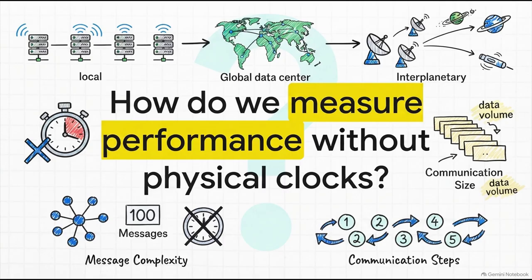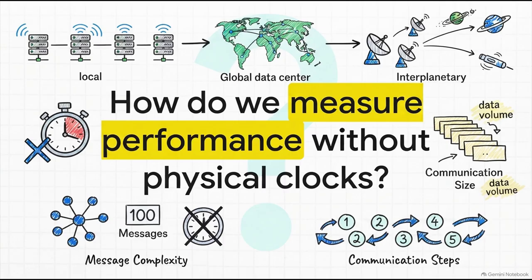We can't exactly use a stopwatch, right? Instead, we have to look at message complexity, literally just the raw number of messages being sent back and forth. We measure communication size, the sheer volume of bits and bytes transmitted. And we measure communication steps, the sequential conversational back-and-forth rounds it takes to actually reach an agreement. In a distributed world, performance isn't about seconds ticking on a clock, it's about the efficiency of the conversation.